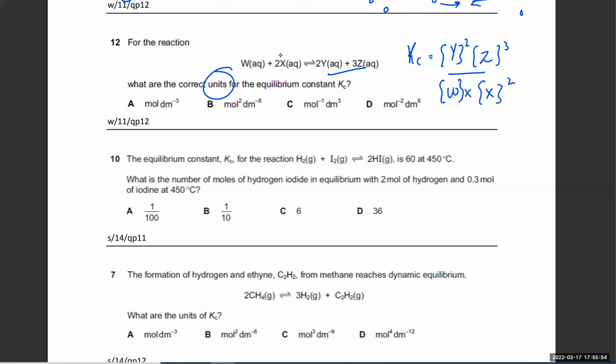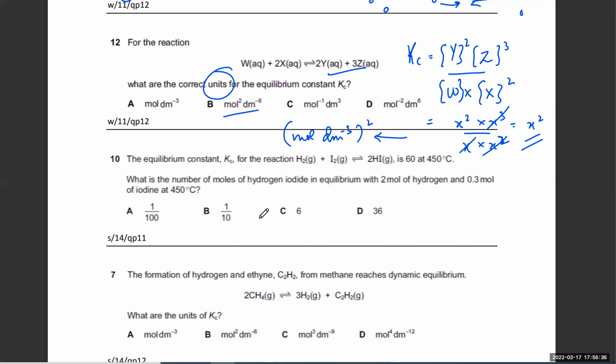So the unit of concentration is mole per dm cube. I told you to take it as X. So it's X squared into X cubed divided by X into X squared. So X squared is left. And what was X? X was concentration, so mole per dm cube, squared. That gives mole squared dm minus 6. That's going to be B.